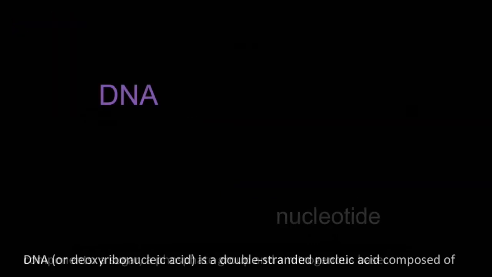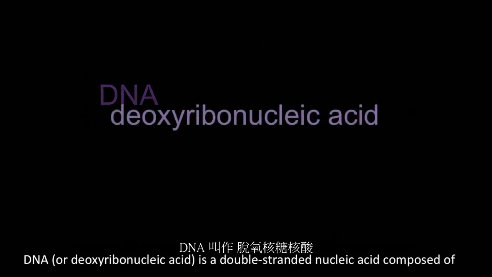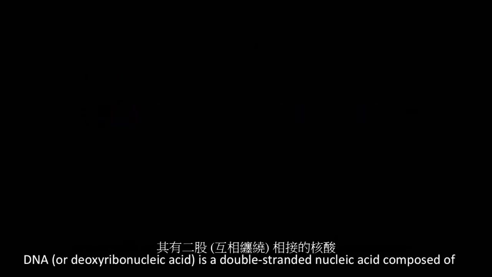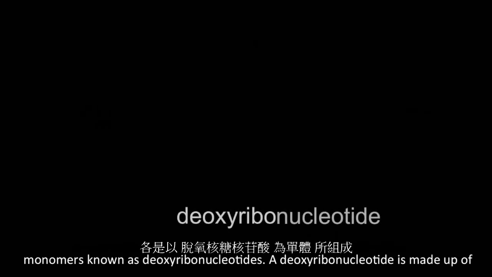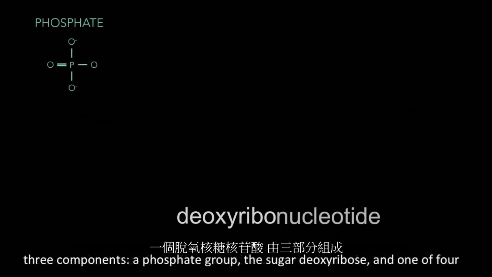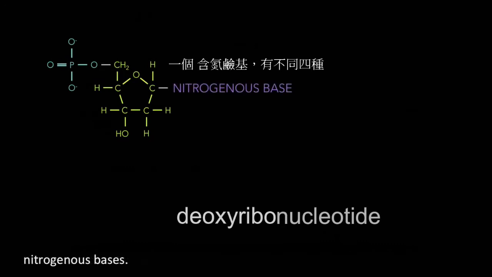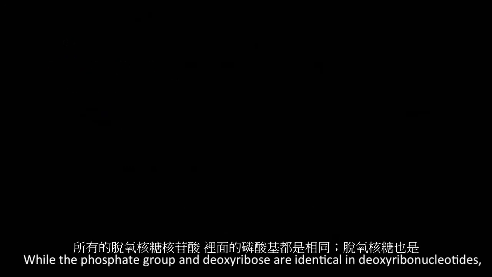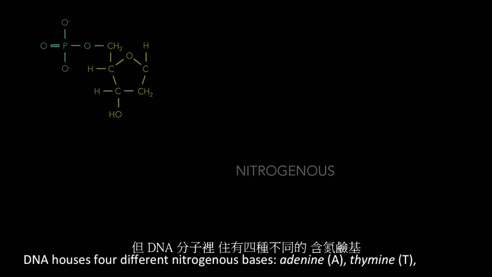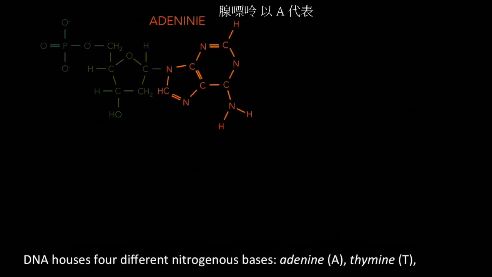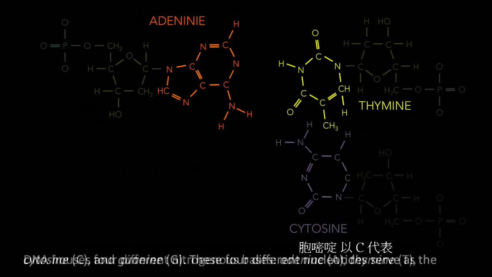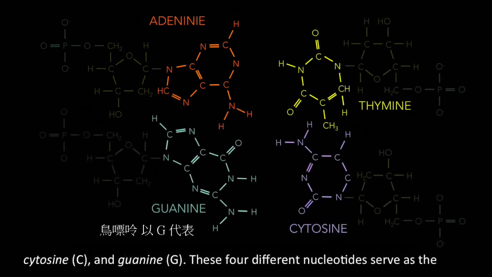DNA, or deoxyribonucleic acid, is a double-stranded nucleic acid composed of monomers known as deoxyribonucleotides. A deoxyribonucleotide is made up of three components: a phosphate group, the sugar deoxyribose, and one of four nitrogenous bases. While the phosphate group and deoxyribose are identical in the varying deoxyribonucleotides, DNA houses four different nitrogenous bases: adenine, known as A, thymine, T, cytosine, C, and guanine, G.